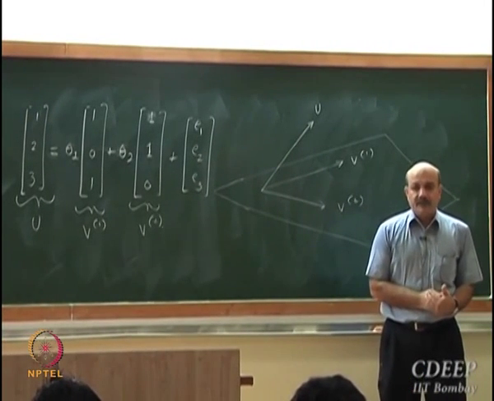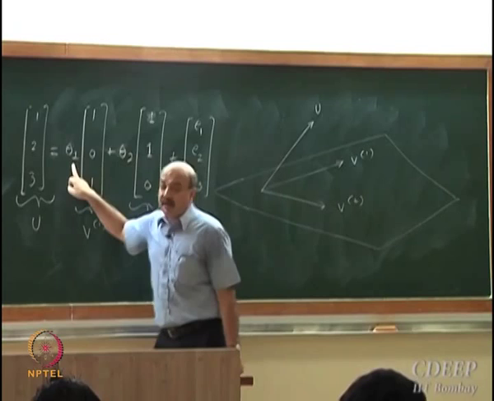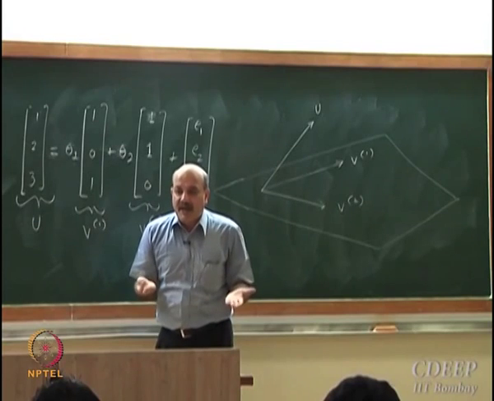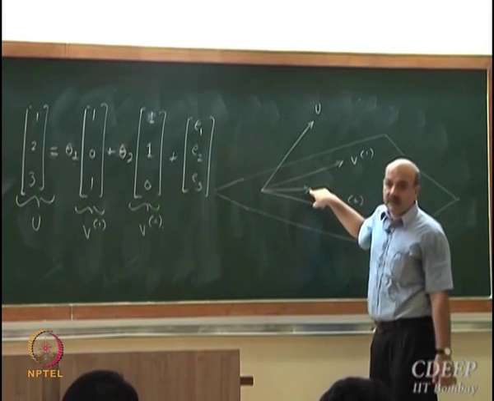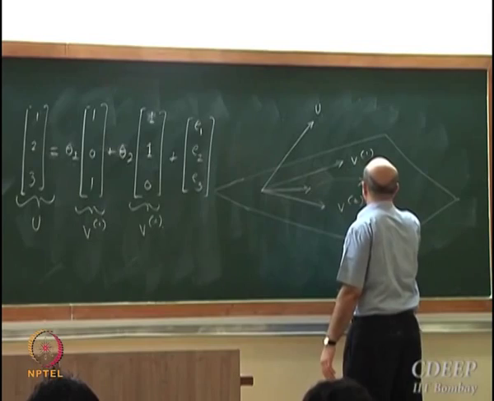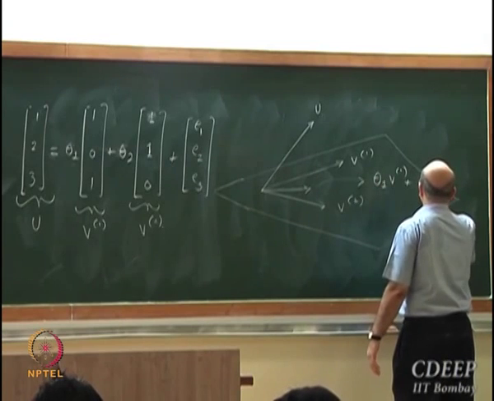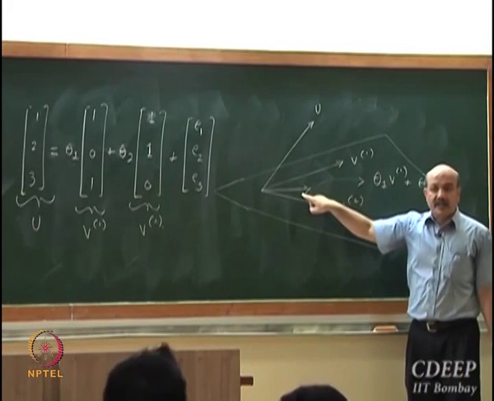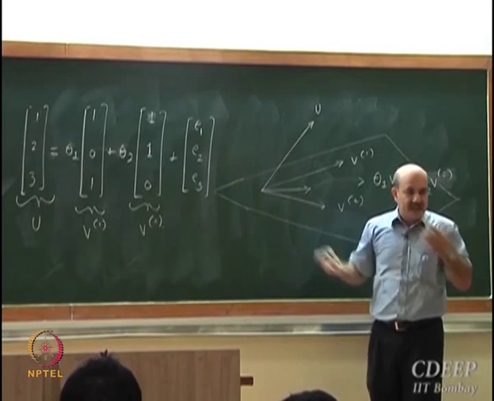A least square approximation. Because ultimately I am finding an approximation which is theta 1 times this vector plus theta 2 times this vector. That approximation is going to lie where? That approximation will lie somewhere here, right? This vector, theta 1 times V1 plus theta 2 times V2, cannot leave this plane, right? It is a linear combination of these two vectors. It cannot leave this plane.